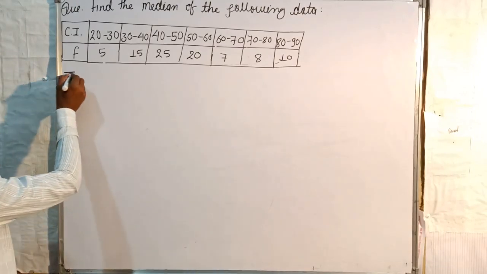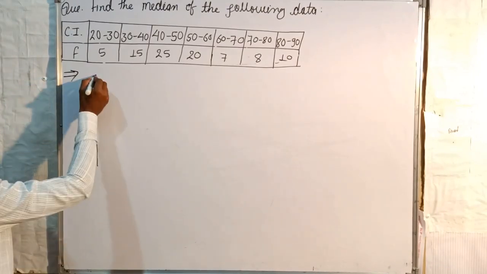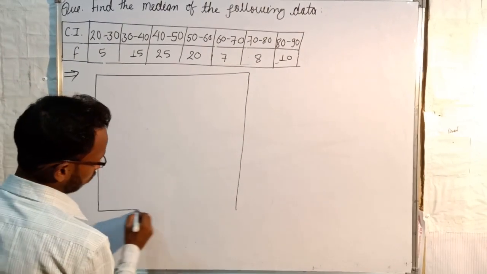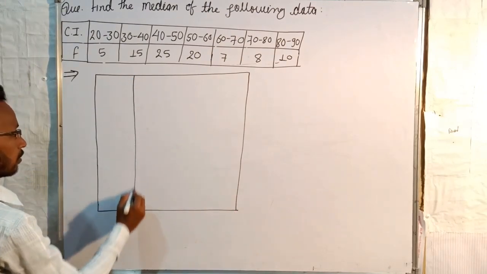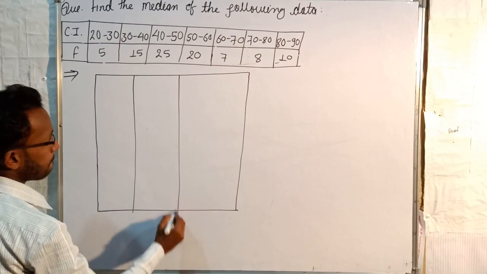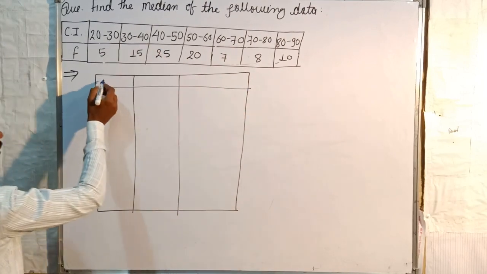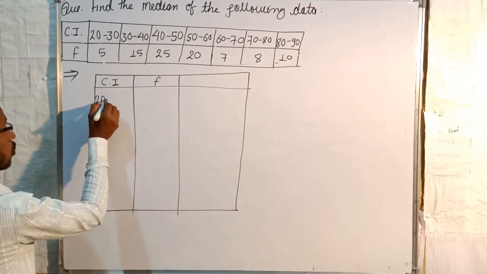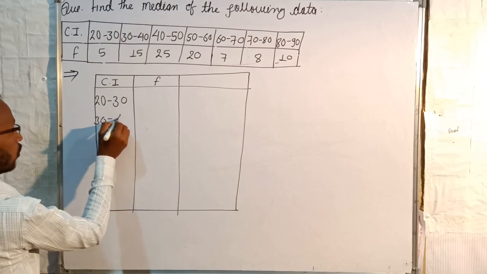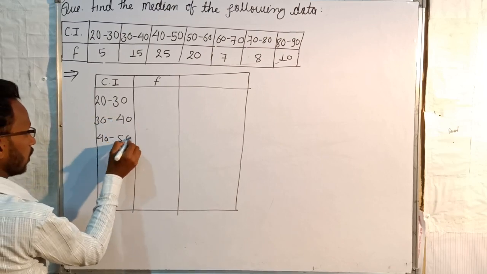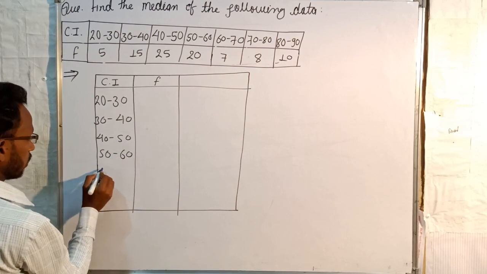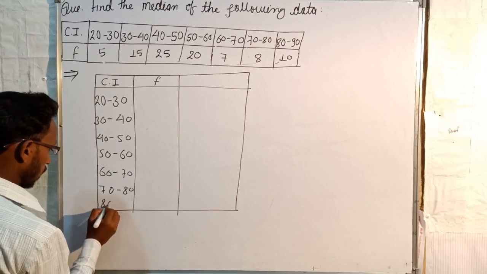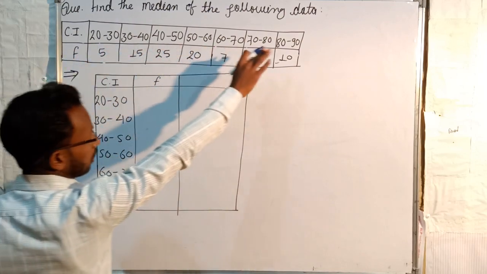At first I will prepare a chart here. Median is a very easy topic for you. This is also easier than mean, but you will have to watch this video very carefully. At first, in the same way, we will write class interval and then frequency. Class intervals are 20 to 30, 30 to 40, 40 to 50, 50 to 60, 60 to 70, 70 to 80 and at last 80 to 90. I have written all the class intervals.